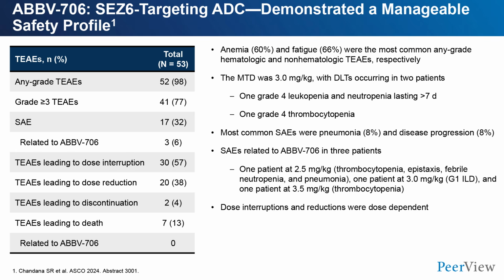When looking at the toxicity profile, the cytopenias stand out, but as well as fatigue being the most common. And there were 77% of at least grade 3 treatment emergent adverse events, 57% experiencing some dose interruption, 38% dose reduction, but only 4% leading to discontinuation.